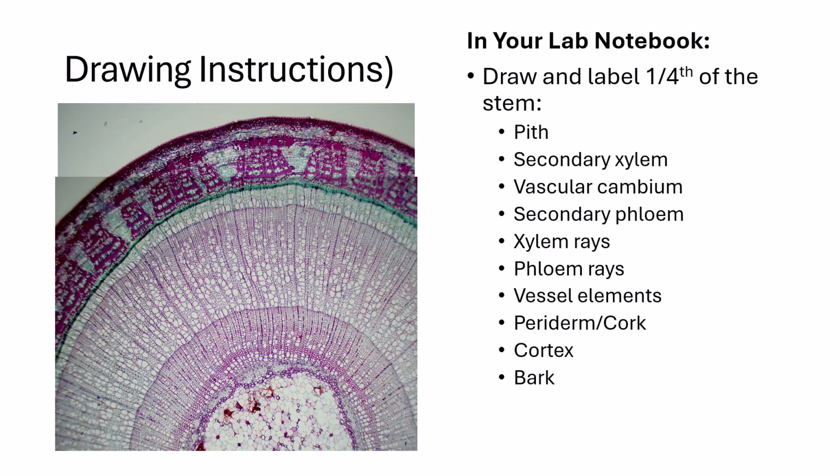Now it is time to draw the 4-year-old basswood stem. You don't have to draw the entire thing, only a quarter of it. Your drawing should include the pith, secondary xylem and phloem, vascular cambium, xylem and phloem rays, vessel elements, periderm, cortex, and bark. Use their relative positions to help you. What's in the center, what forms a ring, and what lies toward the outside of the stem. Pause the video to make your drawing.